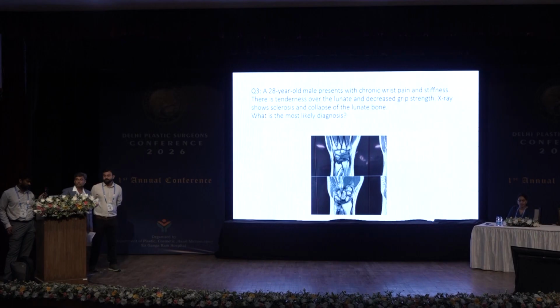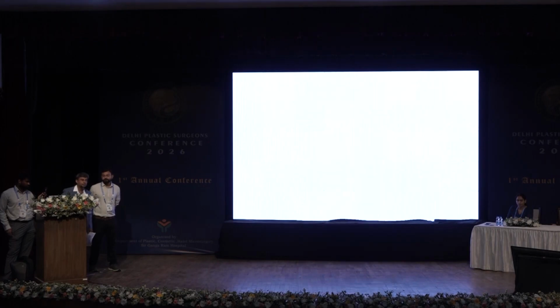A 28-year-old male presents with chronic wrist pain and stiffness. There is tenderness over the lunate and decreased grip strength. X-ray shows sclerosis and collapse of the lunate bone. What is the most likely diagnosis? You can pass if you don't know. Kienbock, correct. The topical antimicrobial agent that can cause metabolic acidosis.